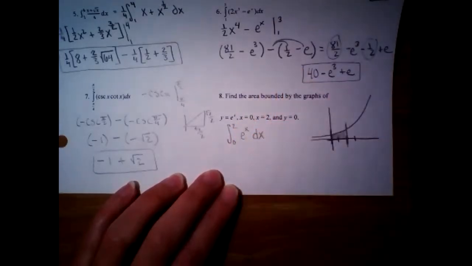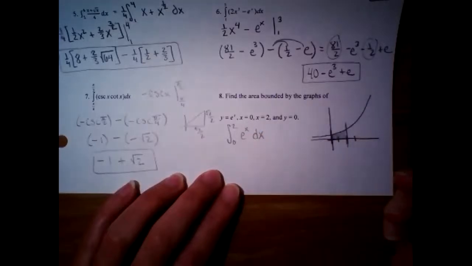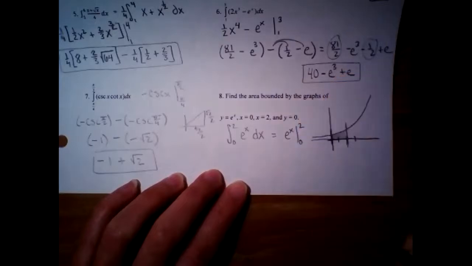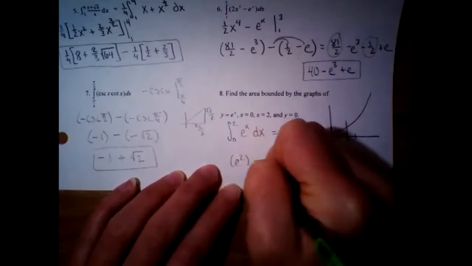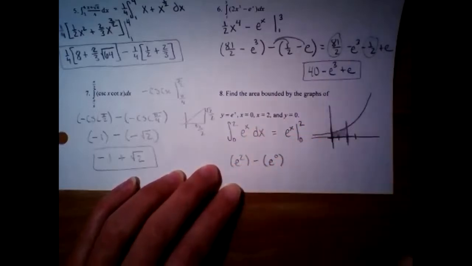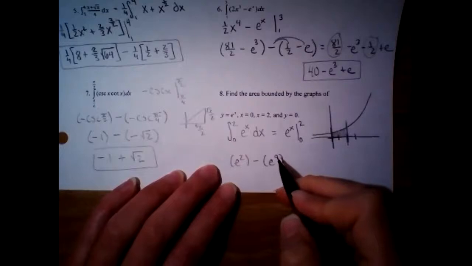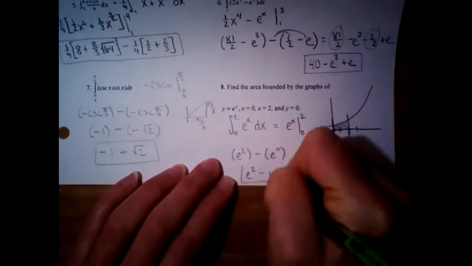And you want to be like, thank you, hallelujah, because this is the easiest one to deal with. It is itself. So it's e to the x from 0 to 2. So we're going to do upper boundary minus lower boundary. And e to the 0 is 1. Anything to the 0 power is 1. So this is e squared minus 1.